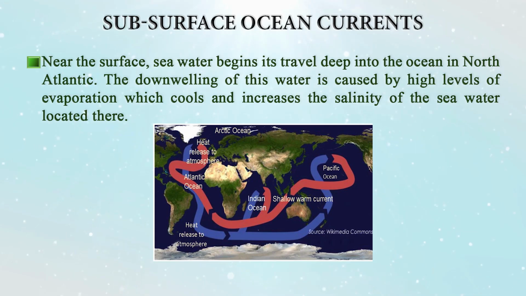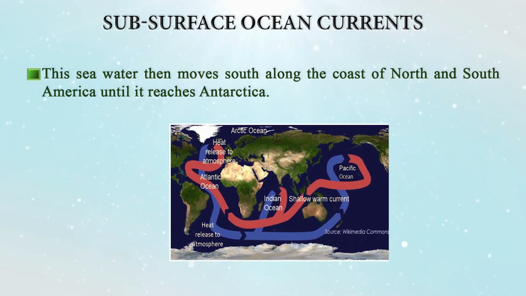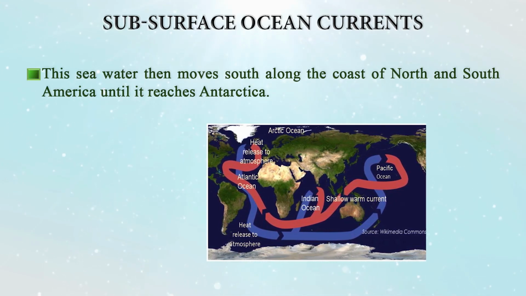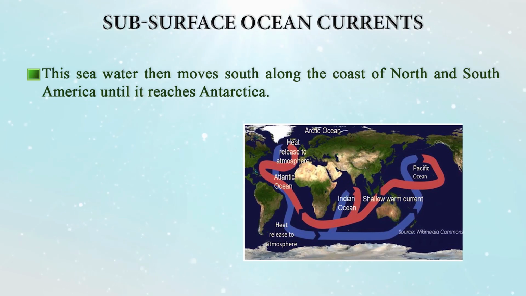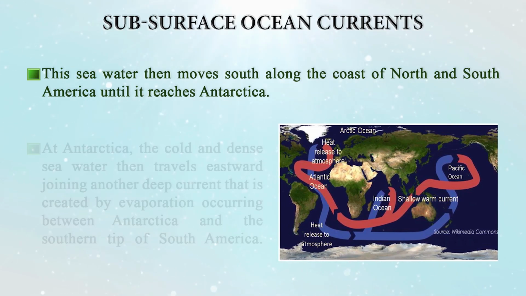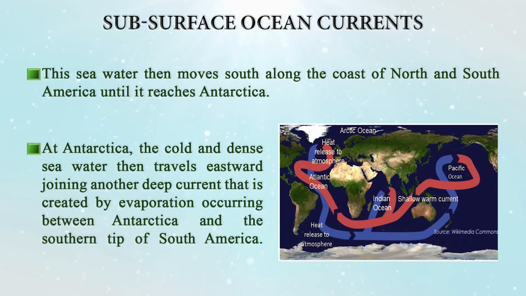The downwelling of this water is caused by high levels of evaporation, which cools and increases the salinity of sea water along the North Atlantic. This sea water then moves south along the coast of North and South America until it reaches Antarctica. At Antarctica, the cold and dense water then travels eastwards, joining another deep current that is created by evaporation occurring between Antarctica and the southern tip of South America.